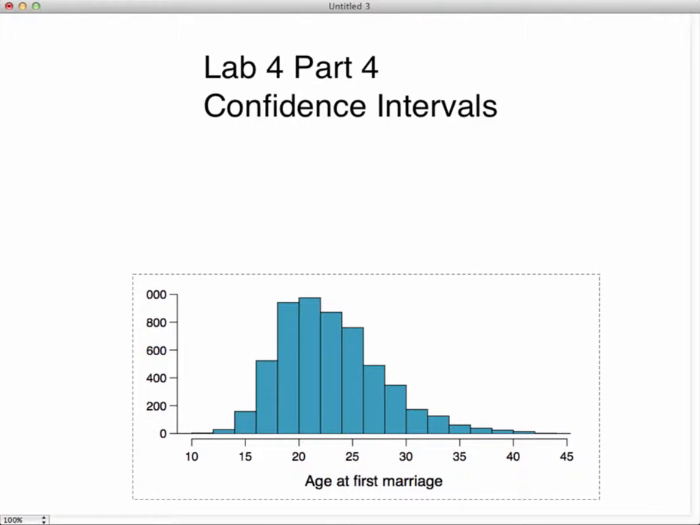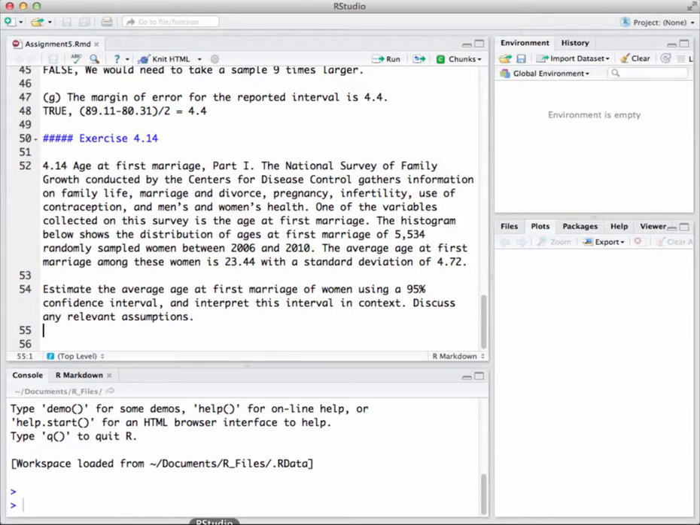So in this part of the lab, we're going to take a look at actually creating a confidence interval given some data. In particular, it's based on age of first marriage, of which this graph represents the distribution of the sample. It was a rather large sample. So let's go in and actually take a look at the problem here so we can read it.